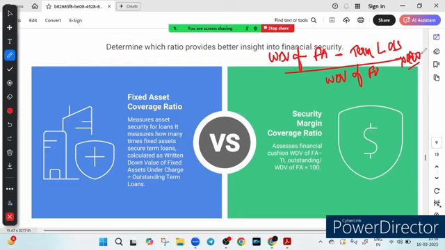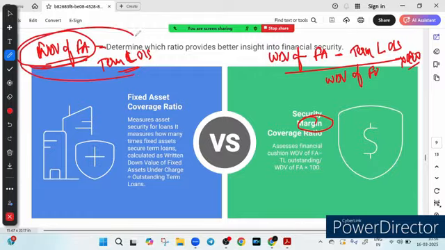And if this ratio is lower, it means limited buffer, higher financial risk. So you know both the ratios, either we call it FACR or we call it security margin, because this word is margin. What is the meaning of margin? This way you can remember. See, there is something called WDV, written down value of fixed asset, which is the security we have taken, and there is outstanding term loan, like for a housing loan, whatever term loan is outstanding. So the difference is called margin, right?